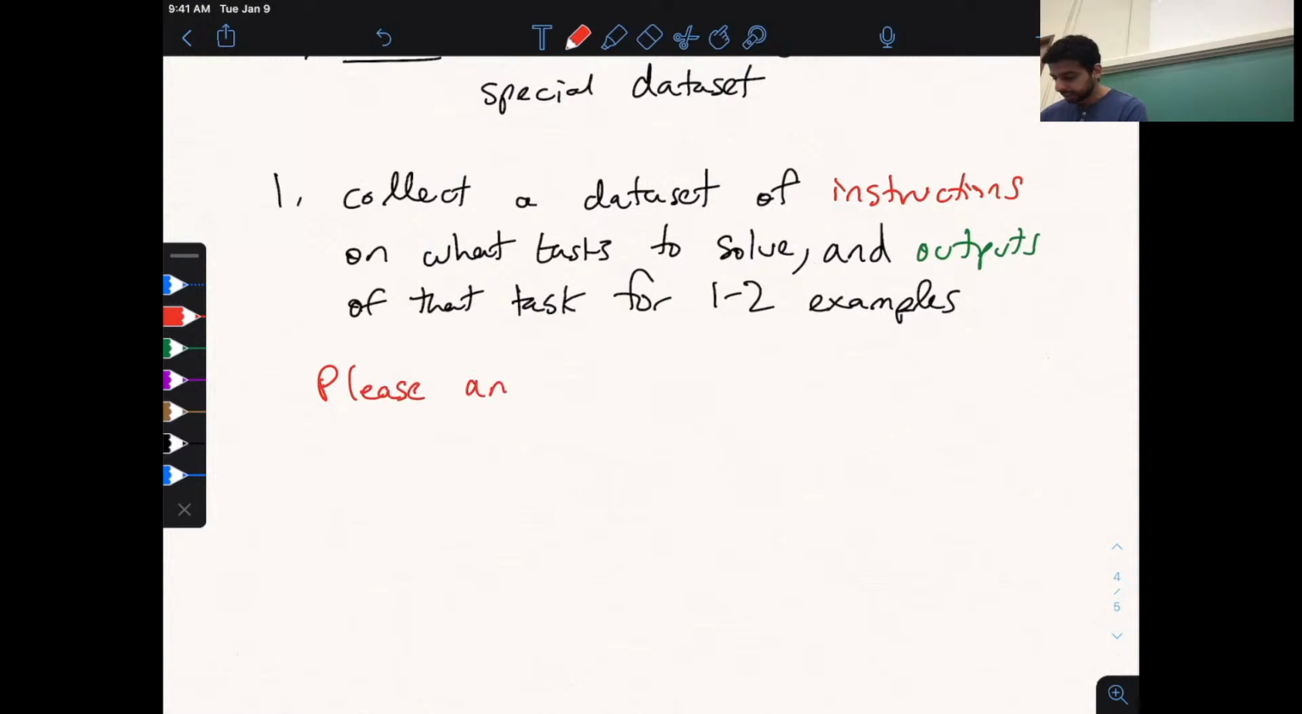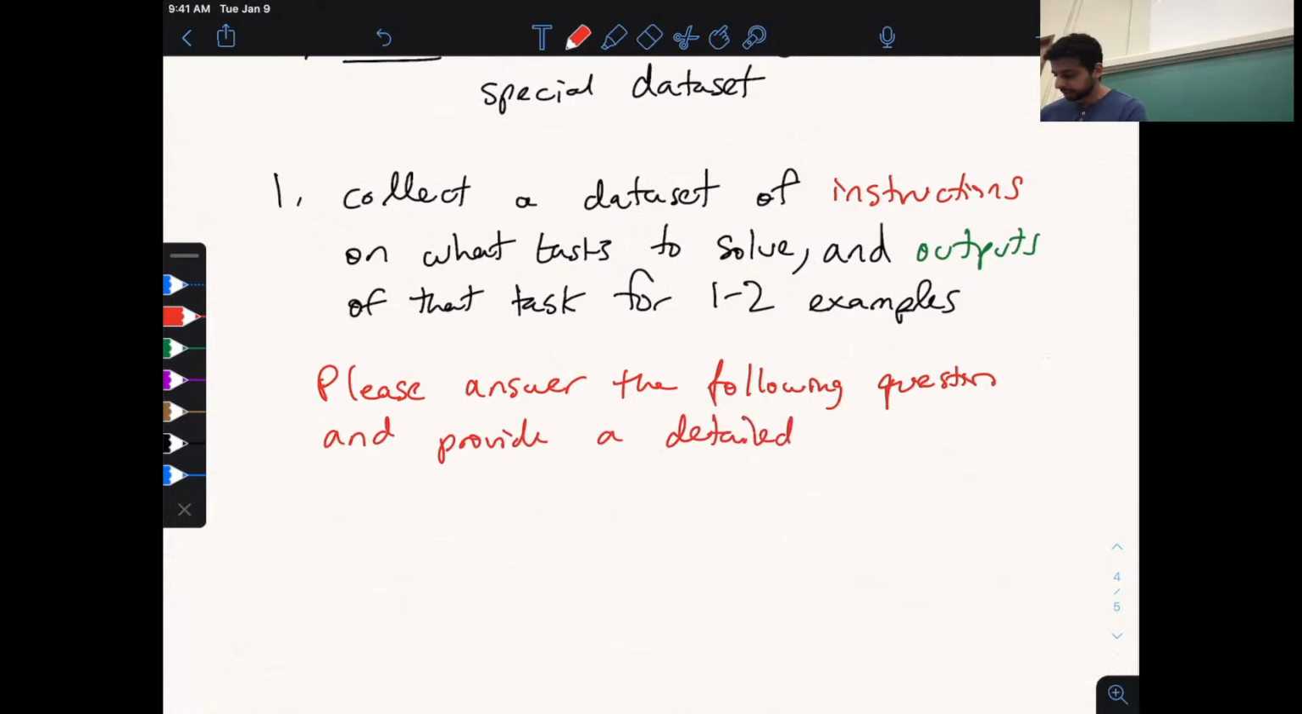So let's look at one particular example here. Please answer the following question and provide a detailed justification. So this is generally considered the instruction part of the prompt.